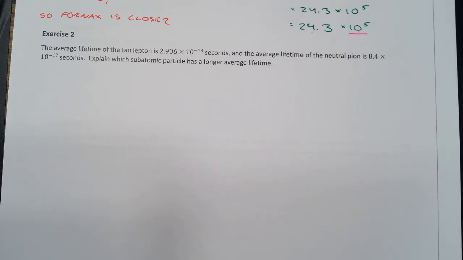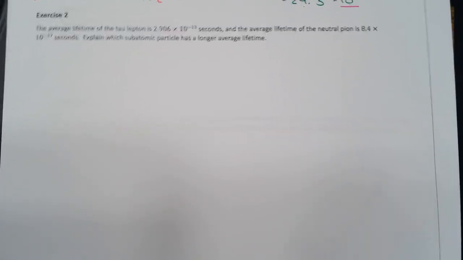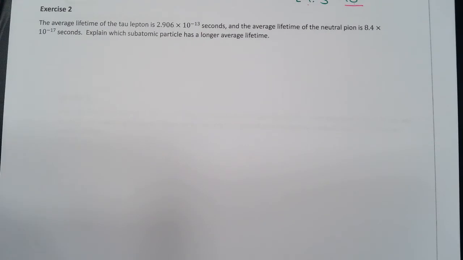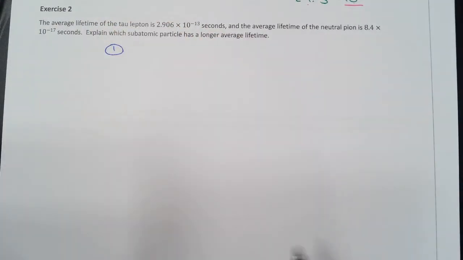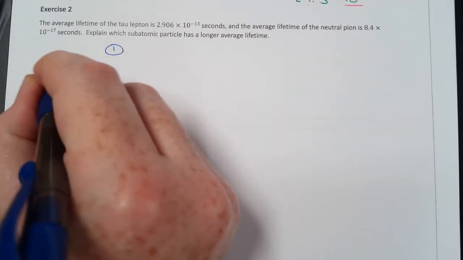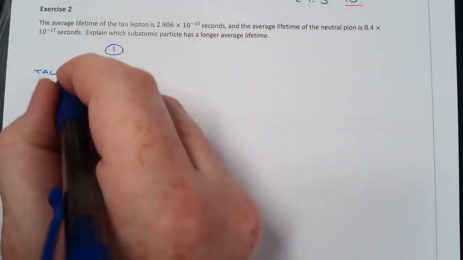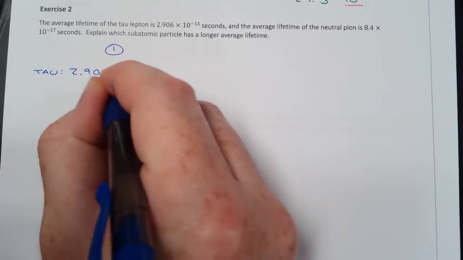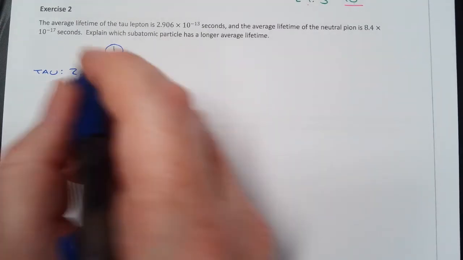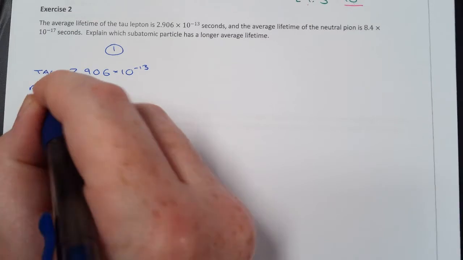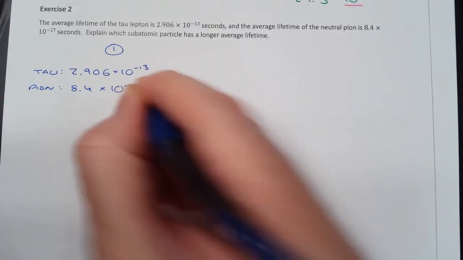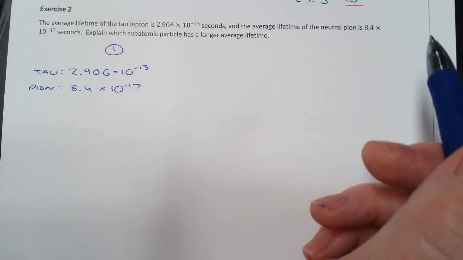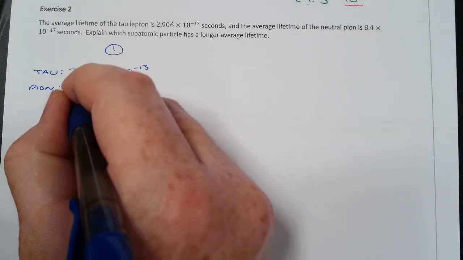Okay, so hopefully you tried one of the 2 strategies, maybe you had enough time and you wanted to try both. I'm going to do both for you right now so you can check. Right way number 1, the tau particle is 2.906 times 10 to the negative 13th, and the pion is 8.4 times 10 to the negative 17th. Which one is bigger?